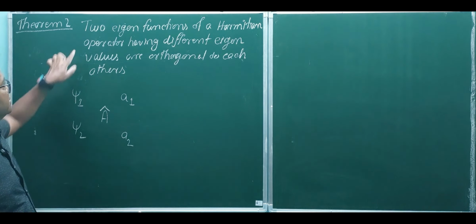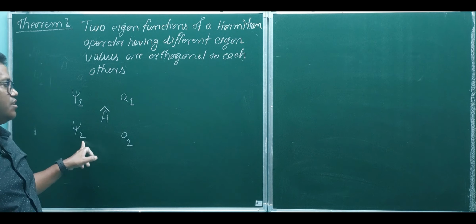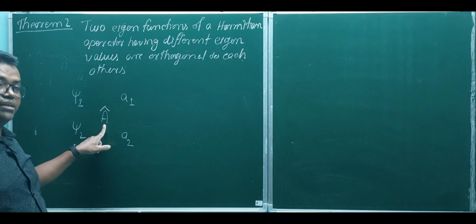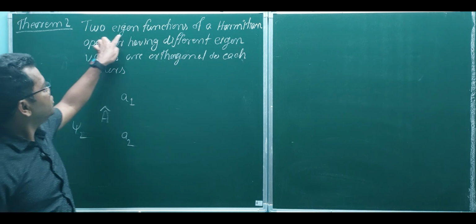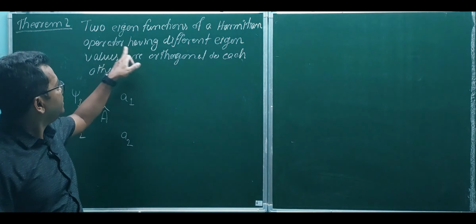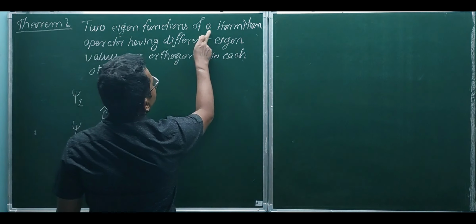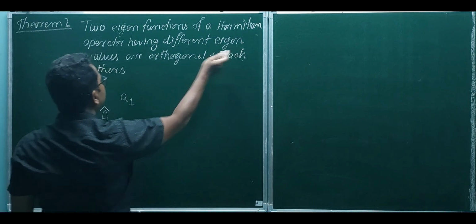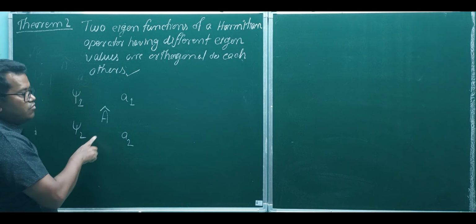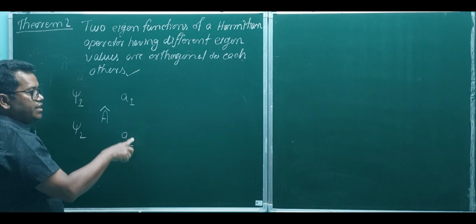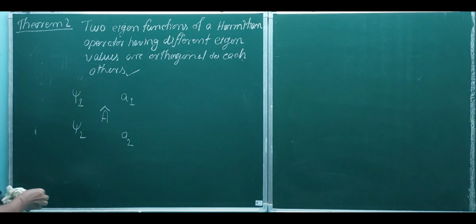That is, two eigenfunctions of a Hermitian operator A cap having different eigenvalues are orthogonal to each other. I repeat, two eigenfunctions of a Hermitian operator having different eigenvalues are orthogonal to each other. So this is theorem number 2. So let us prove it.